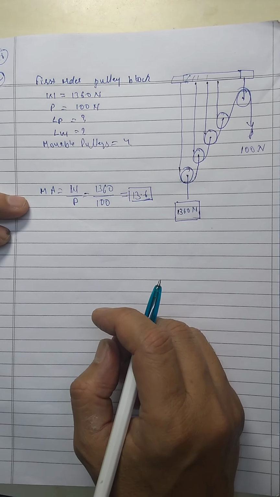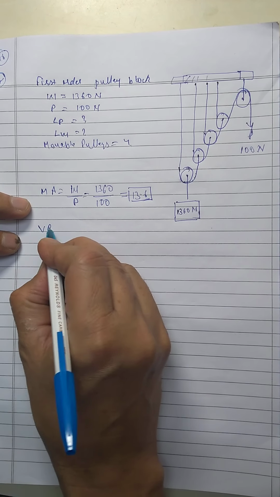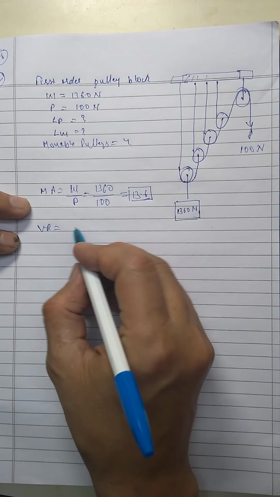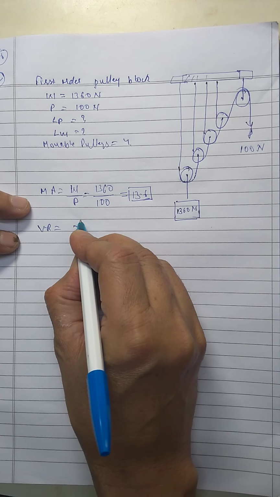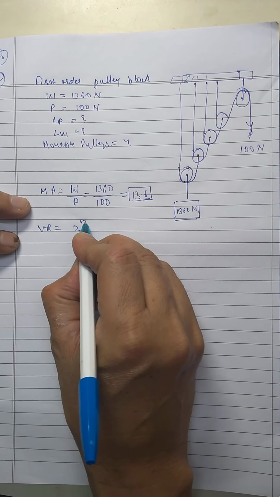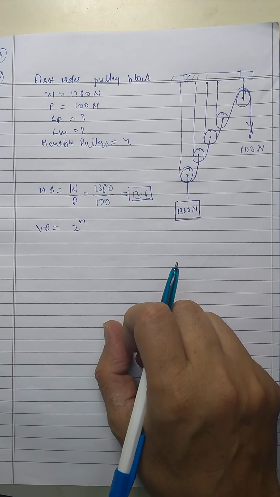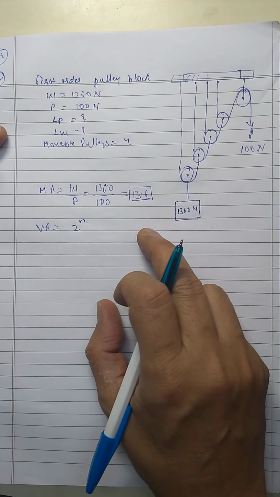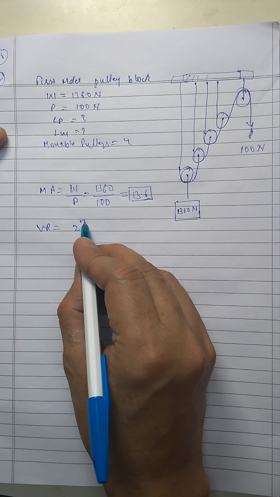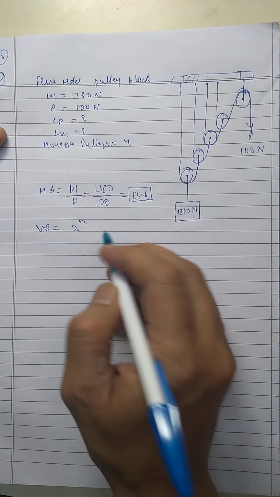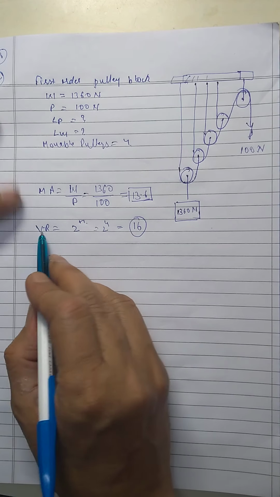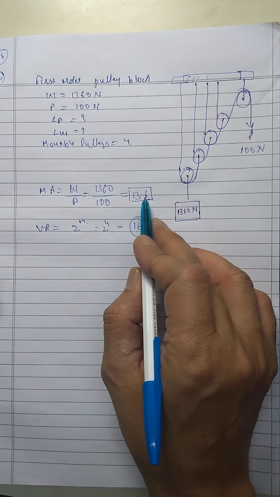Now after this you have to calculate the velocity ratio. The formula for the velocity ratio for the first order pulley block is equal to 2 raised to power n, where n is the number of pulleys, so number of pulleys given is 4. That means 2 raised to power 4, and the answer comes to be 16. So this is the velocity ratio, and this is the mechanical advantage.